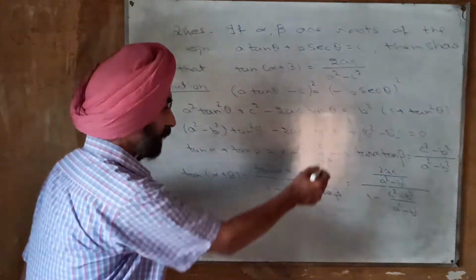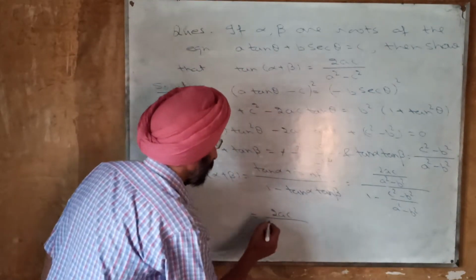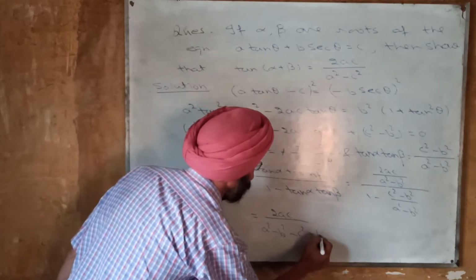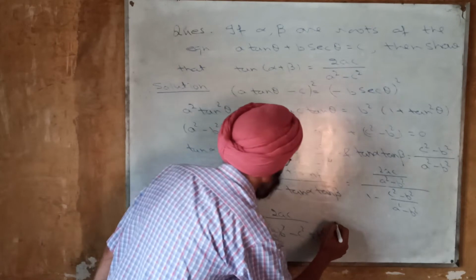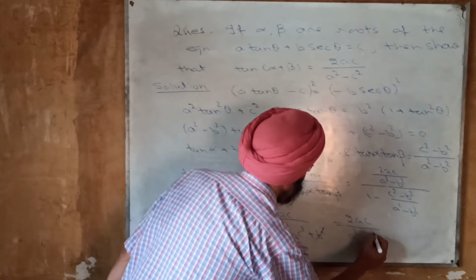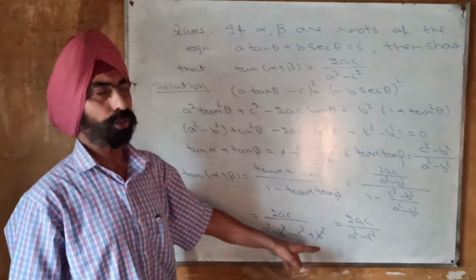What you will be left with? You will be left with 2ac in the numerator, and in the denominator you will get a square minus b square minus c square plus b square. So b square will be cancelled out, and you will get 2ac upon a square minus c square, which is the required result to be obtained. So this is the question.